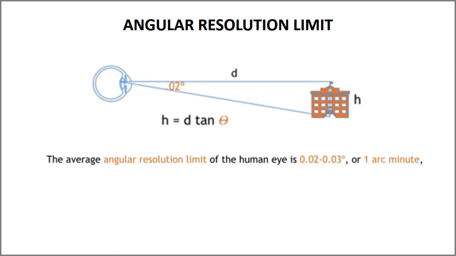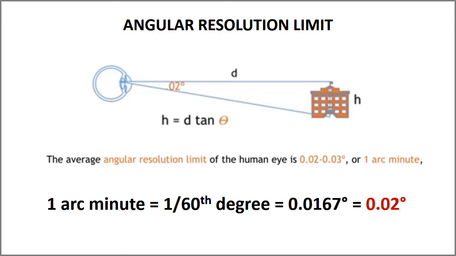Well, he explains it here. The average angular resolution limit of the human eye is 0.2 to 0.3 degrees, or 1 arc minute. Well, 1 arc minute is 1/60th of a degree, or 0.0167 degrees, and he's just rounded it off to 0.2 degrees. So where does 1 arc minute come from?